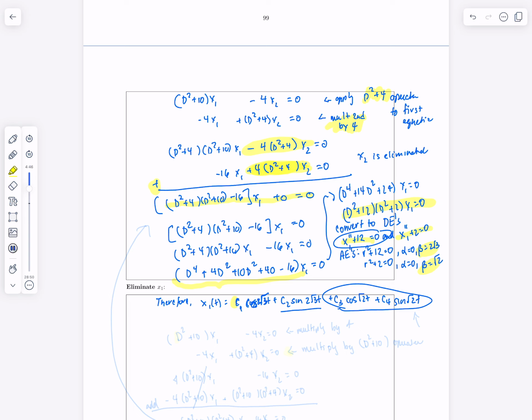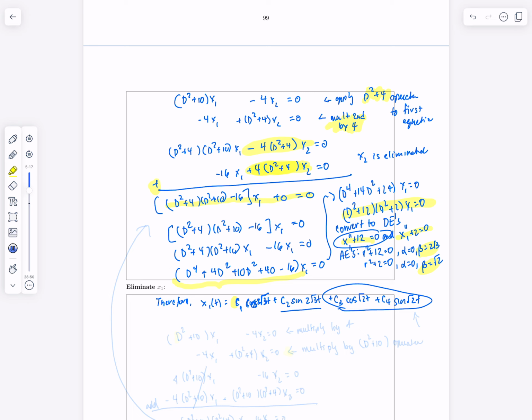Now, if we want to find it for x2, then we'd have to eliminate x1 from the original equations, or we could use one of the original equations if we wanted to. For example, we could come back up here and say, well, one way to get it might be to apply the second derivative plus 10 to x1 and set that equal to 4 x2, and then solve for x2 that way. That's one way to do it. Or we can do the same technique we did earlier.